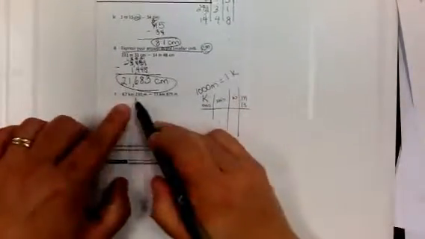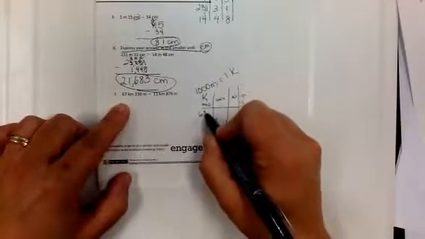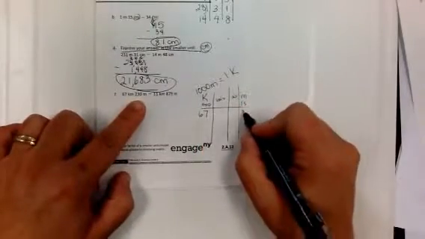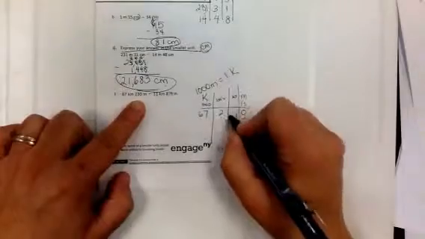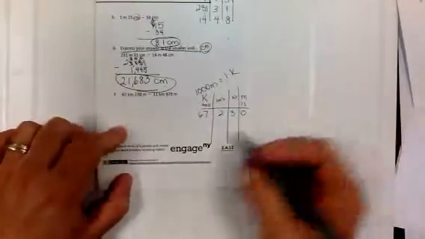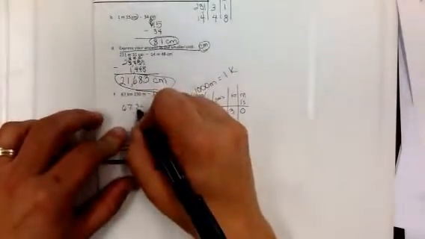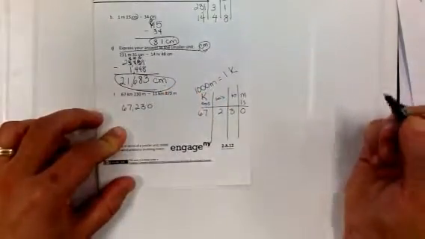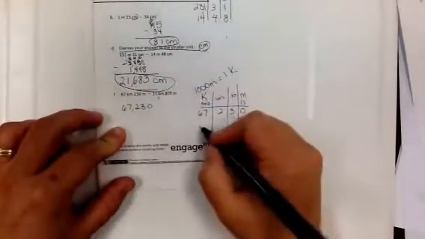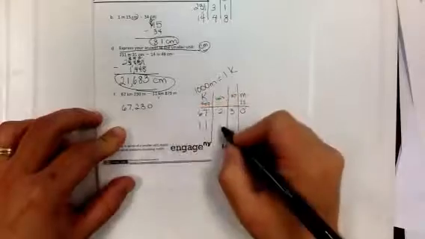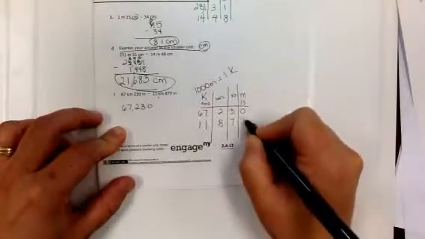So if we've got 67 kilometers, I'm going to put 67 over here. 230 meters. The zero's got to be in the meters place. That's how many meters I have. 67,230. Then I have 11 kilometers. Here's the 11. 879 meters.